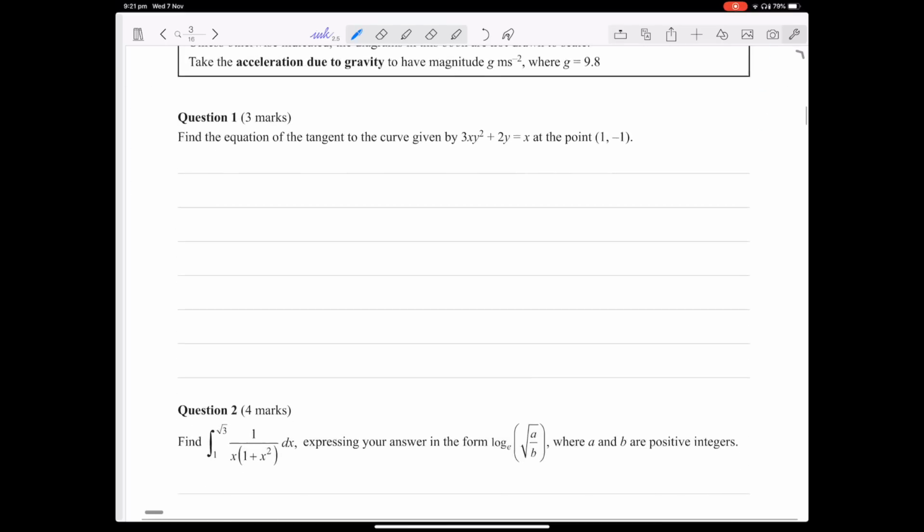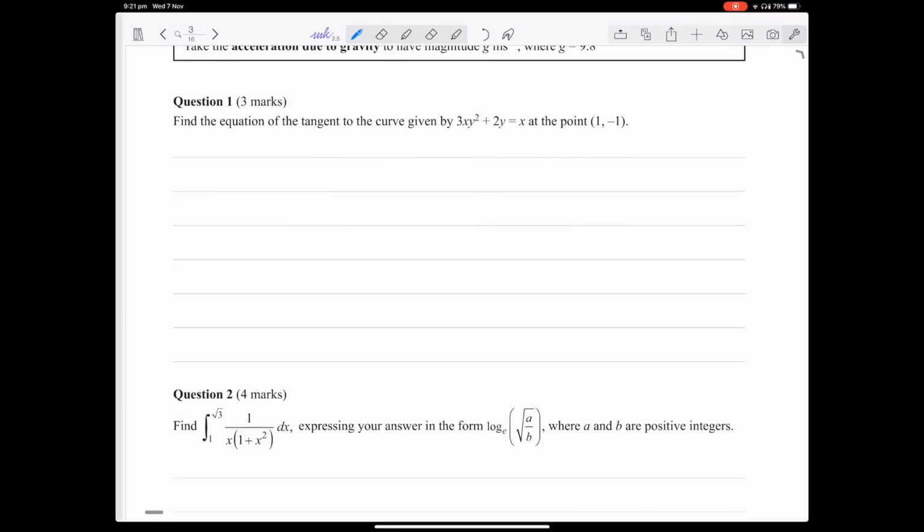A few people have asked for it and I didn't realize I hadn't done it. So, okay, find the equation of the tangent to the curve at the point (1, -1). So we obviously need to find the derivative, which is implicit differentiation. So the first one's going to be a product rule. So let's differentiate this with respect to x.